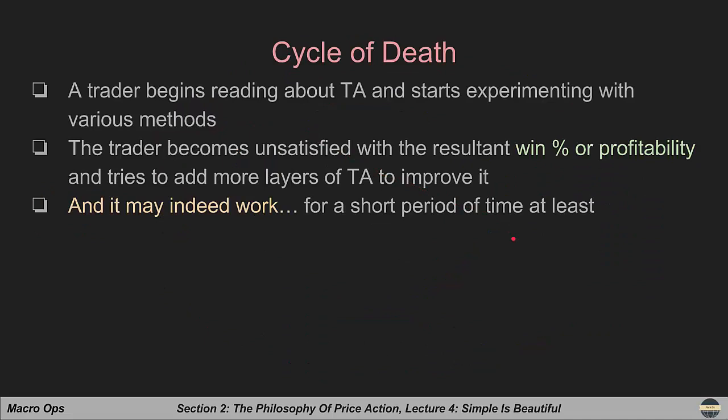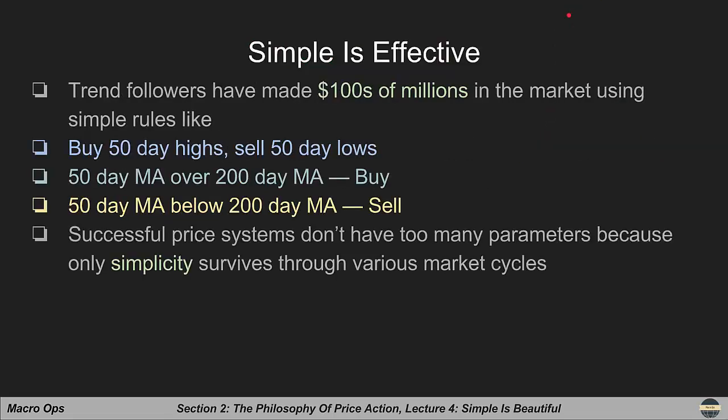All right, so a trader first coming in and reading about technical analysis and experimenting with various methods usually falls into this trap because they keep adding and adding to try to up win rate and profitability. And it never works for the long haul, and they get more and more frustrated, and they eventually end up leaving price action technical analysis on the curb altogether because they got so frustrated from this cycle of death. When in reality, you can have a very effective system with simple rules.